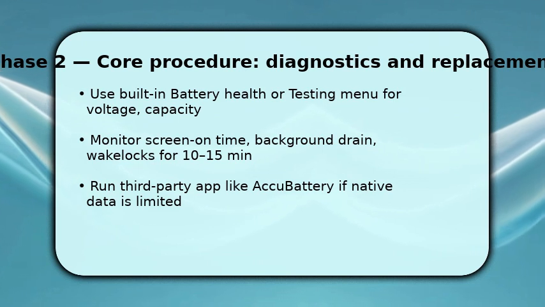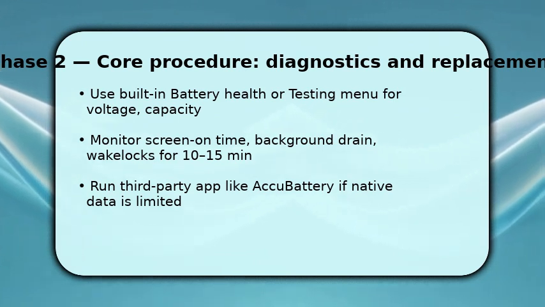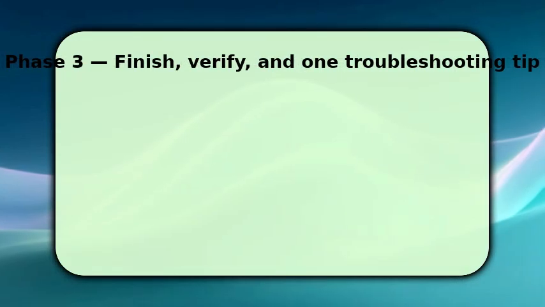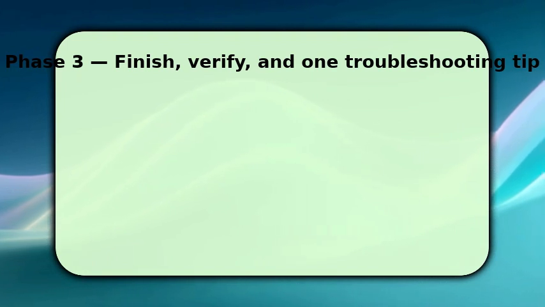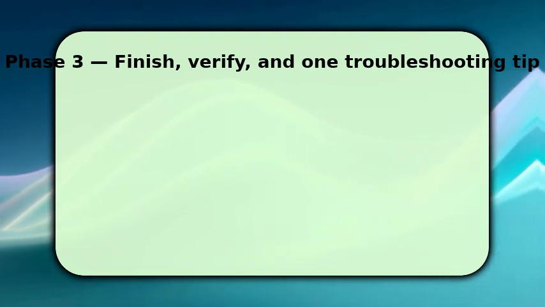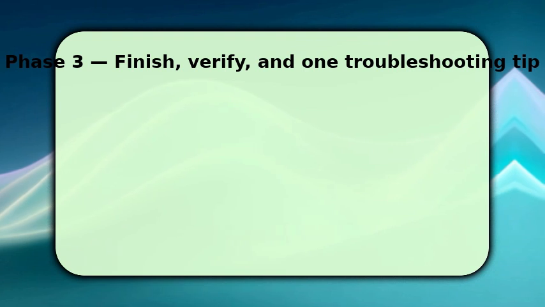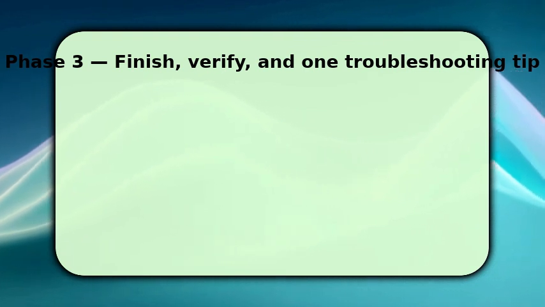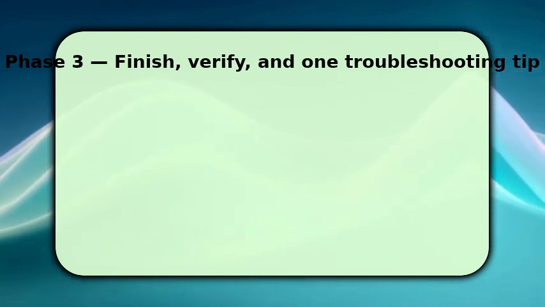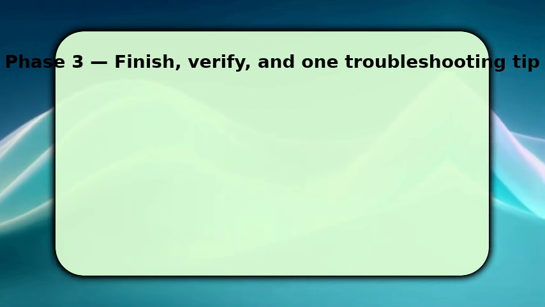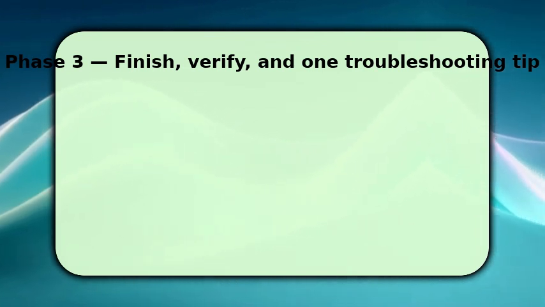You finish by interpreting numbers and taking corrective action. Compare measured capacity to the phone's rated mAh. A loss greater than 20% usually means replacement. If you see fast drain, reboot into safe mode, clear battery-related caches, install any firmware updates, and recalibrate by charging to full then draining to 10% once.